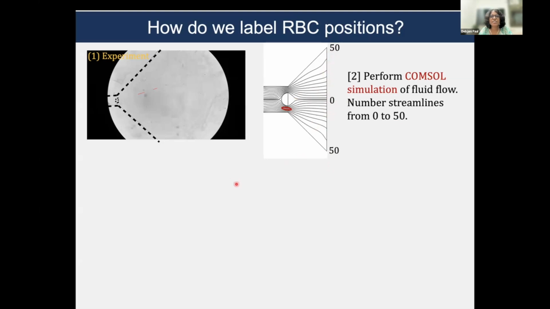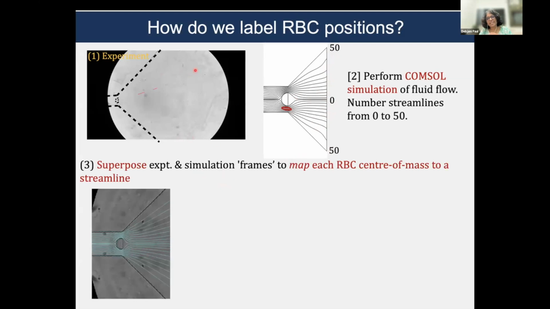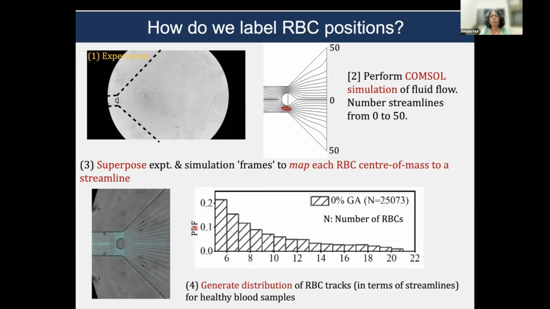Then she does some image processing to superpose all the experimental frames on this simulation frame. That way we get a coordinate system. So if we know where the RBCs are, we label their position using a streamline. Then she plots this distribution. The streamline number is on the x-axis, and this is the PDF. As expected, in a healthy population most of the RBCs should be soft, and therefore they lie along streamlines which are quite small in number, somewhere around this area. You can see that we can measure about 25,000 RBCs using this technique.